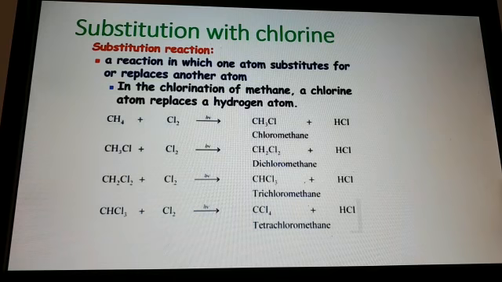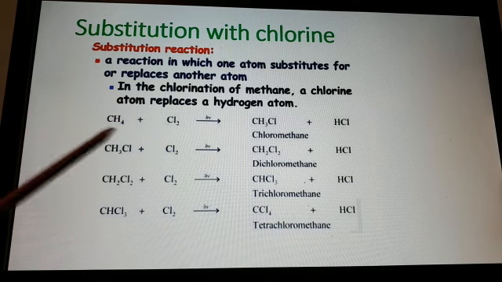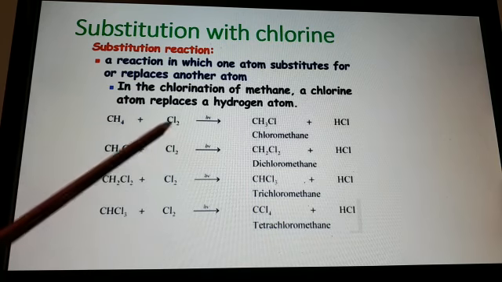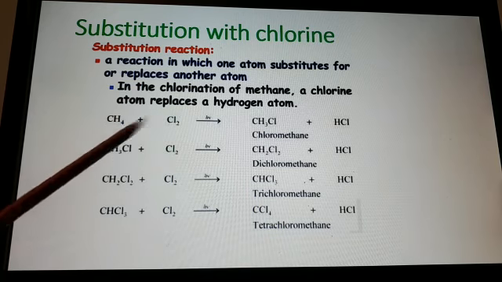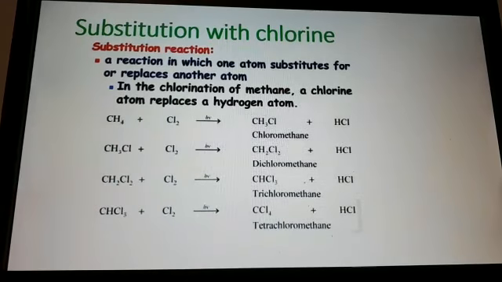Now the substitution reaction with chlorine. The substitution reaction means a reaction in which one atom substitutes for or replaces another atom. Here, hydrogen is replaced by chlorine. The CH4 plus Cl2 chlorine. One chlorine is substituted on this, forming CH3Cl, chloromethane.